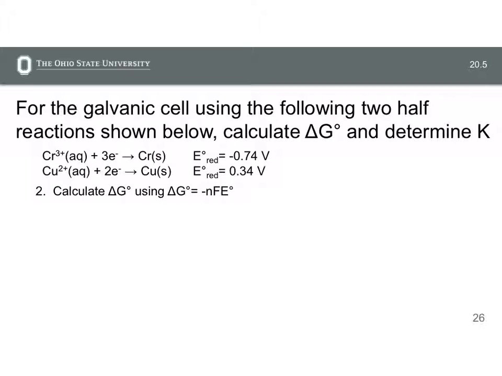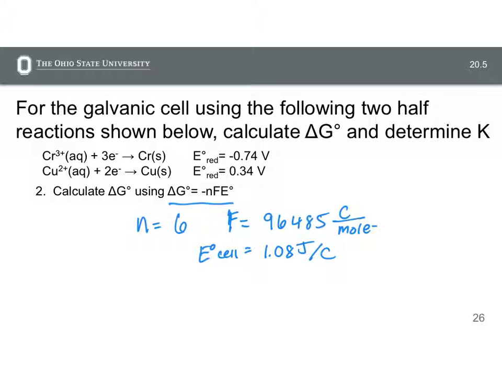All right. So part 2, let's calculate delta G. And we're going to use delta G equals minus NFE. And we just said that N is equal to 6 moles of electrons transferred. F is a constant equal to 96,485 coulombs per mole of electrons. And we just calculated our cell potential, which was 1.08 joules per coulomb. So basically, plug and chug.